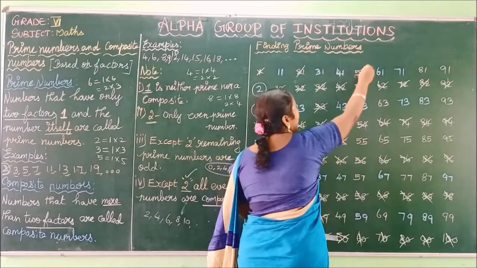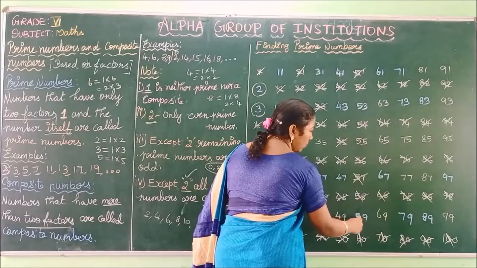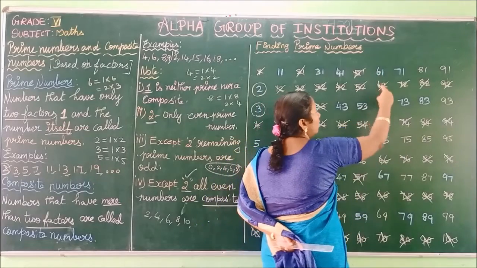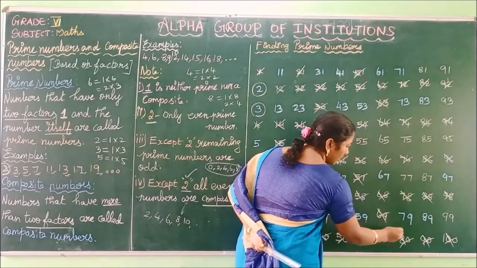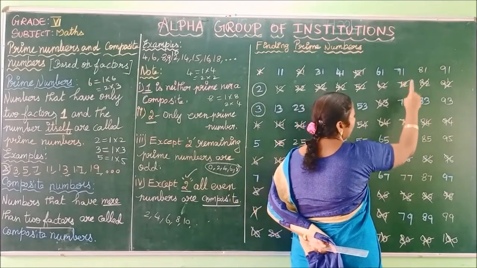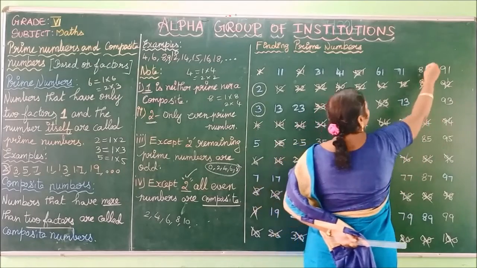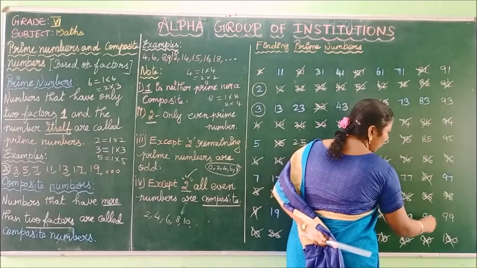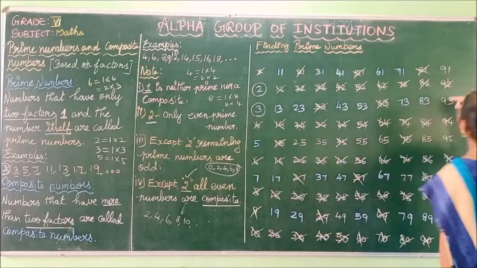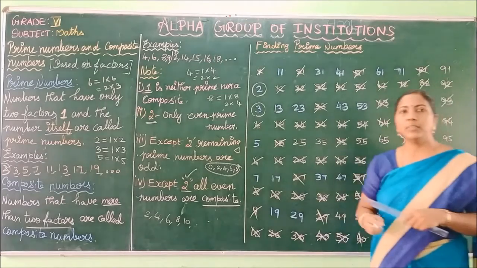Continue counting 1, 2, 3 in the same way. Cross out the numbers that are not yet crossed, and leave the ones that are already crossed. Thus we have crossed out all the multiples of 3.